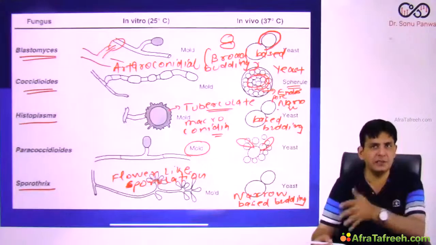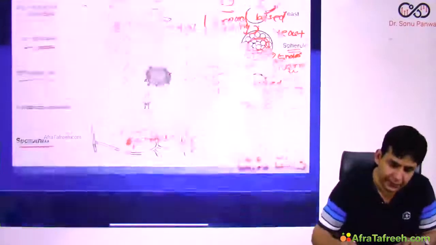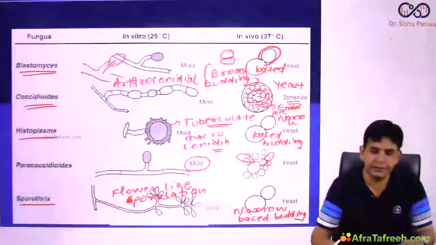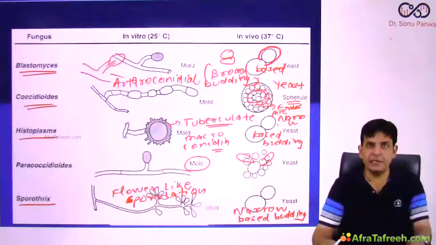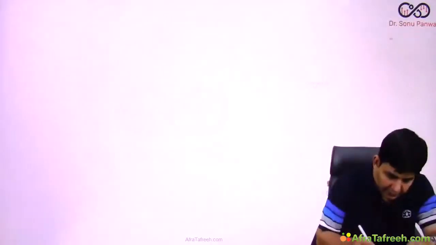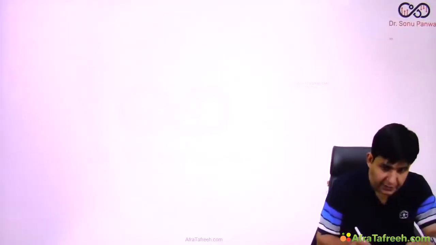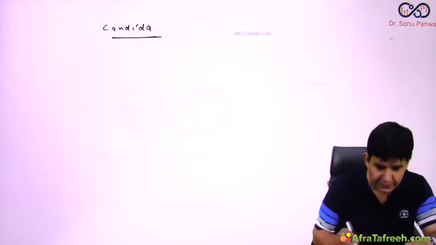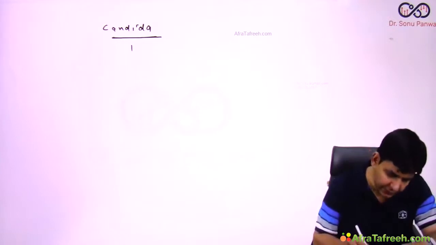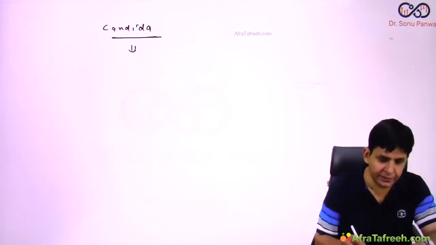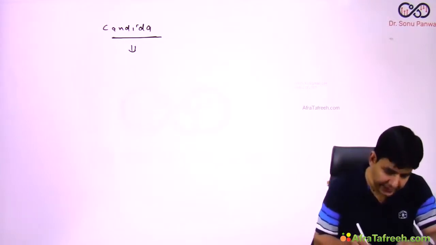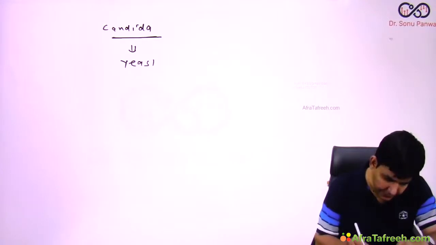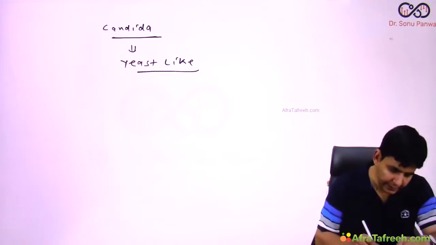Penicilliosis and all we'll discuss later. So this much you need to remember in the various dimorphic ones. Now talking about another opportunistic mycosis infection, that is candidiasis or Candida. As we know from the initial classification, this particular Candida is yeast-like. It is mainly a yeast-like fungus.